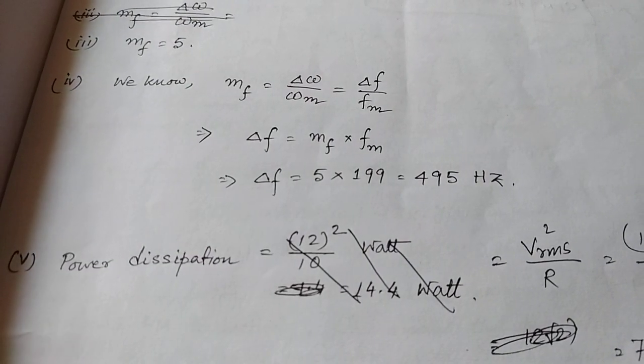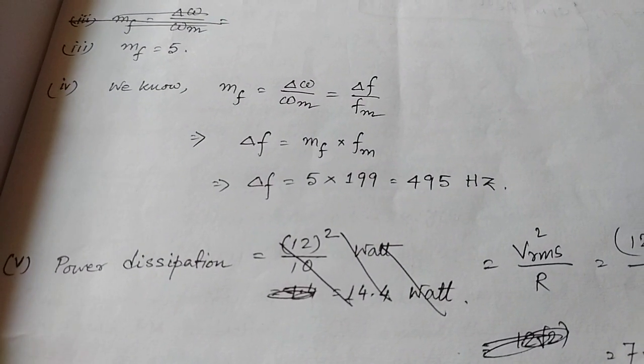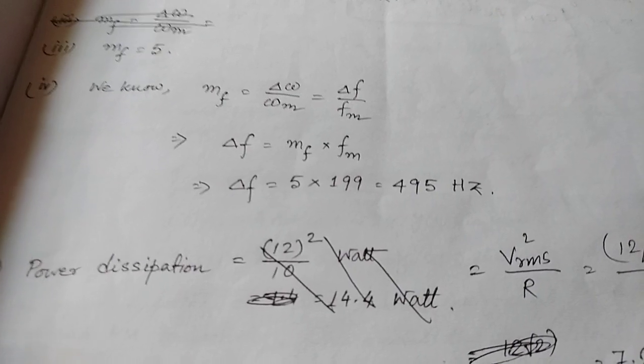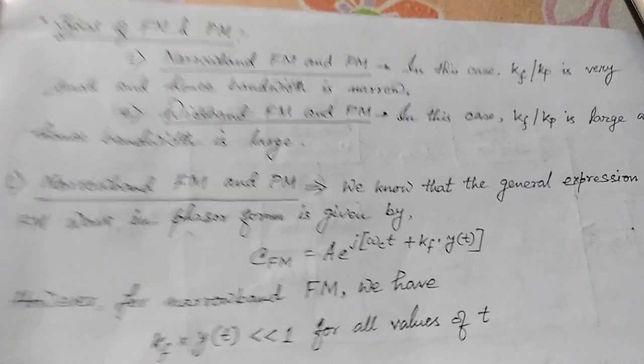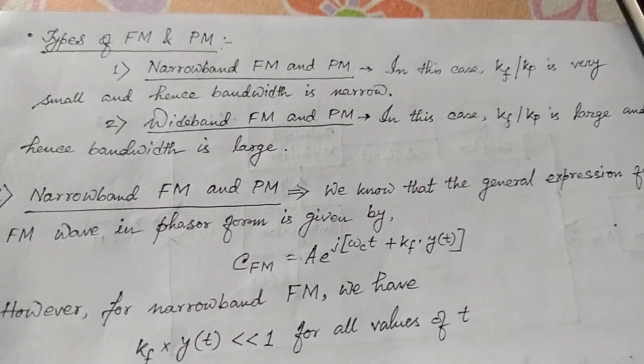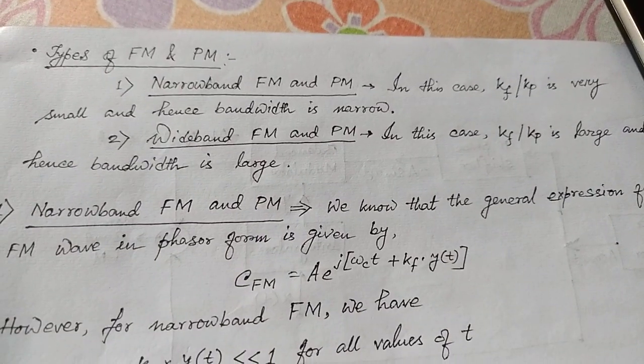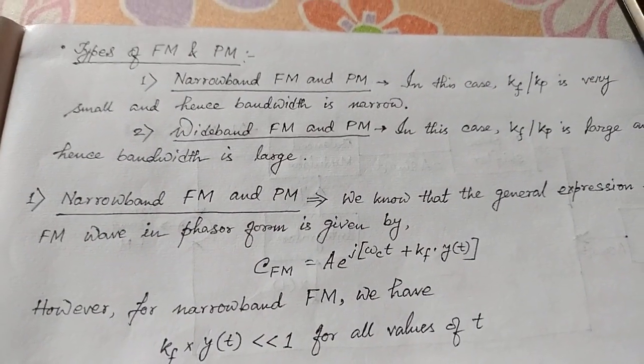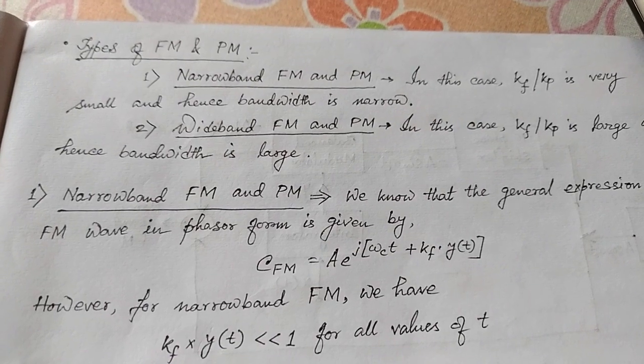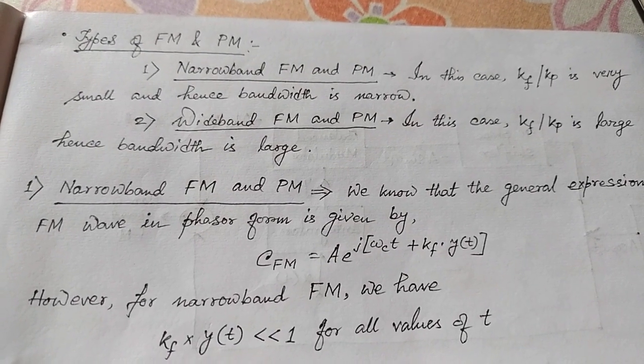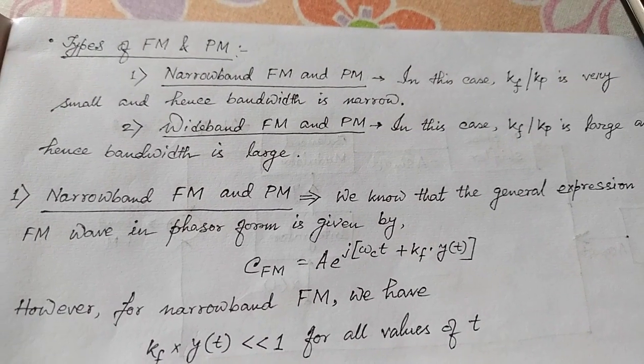So that's how we can easily calculate the numerical problem of the single tone frequency modulation. Now let us have a discussion on the types of FM and PM. In that part we will see how the narrowband FM, PM and the wideband FM, PM are generated.